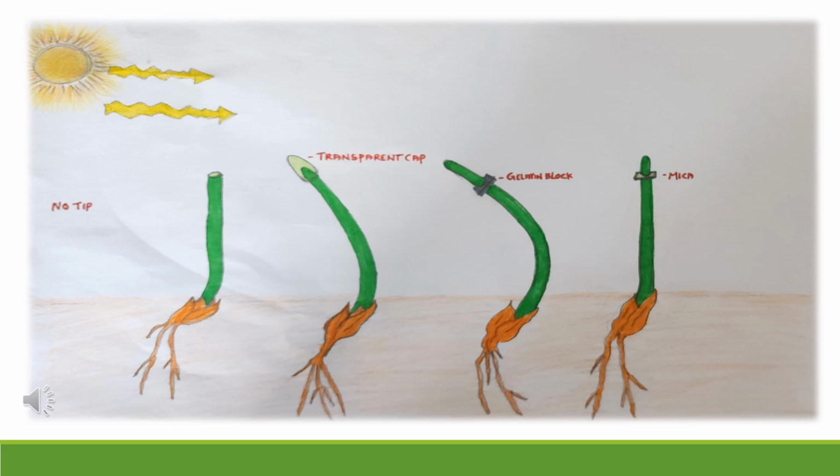Boysen Jensen's research demonstrated that the signal from the plant's tip was a chemical that could pass through gelatin but not mica. This chemical signal was eventually discovered as a plant hormone called auxin, which causes plant cells to grow longer on one side, leading the plant to bend towards the light. This enables plants to get more light and create food via photosynthesis.